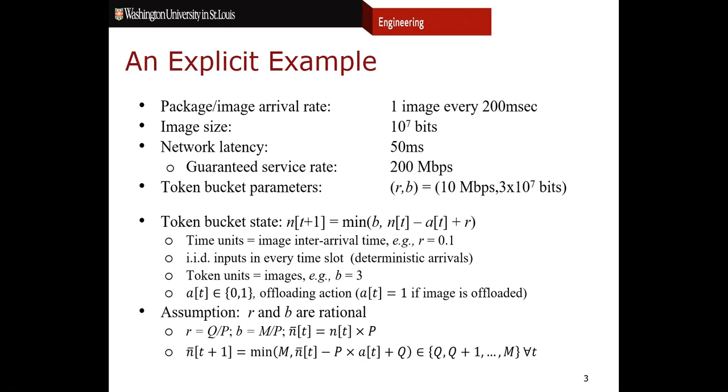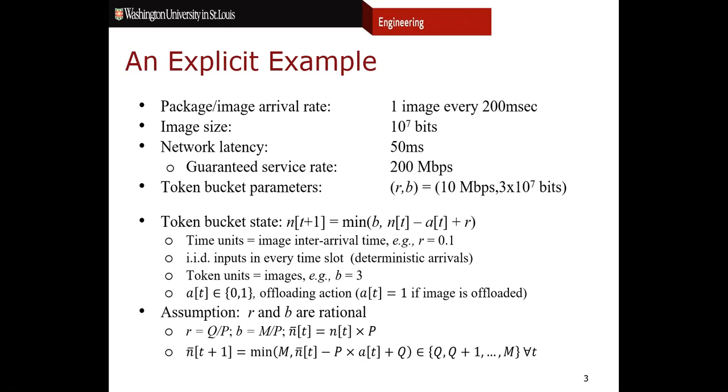And the bucket is there to give you some flexibility in possibly offloading a couple of images back to back. So the rate is usually going to be less than 100%. So you cannot offload 100% of your images. You can offload, let's say, 5%, 10%. Those would be the kind of values that we would be looking at. But we're going to make the assumptions that both the rate and the bucket size are rational numbers, right?